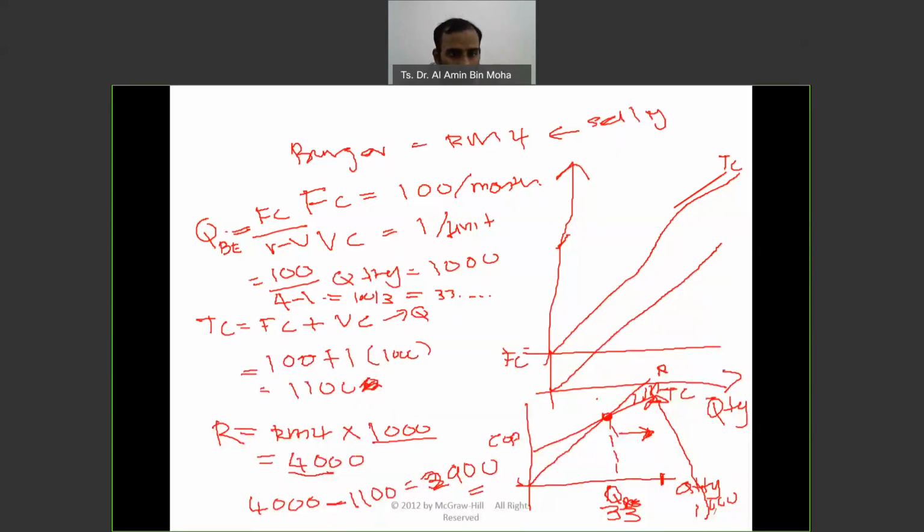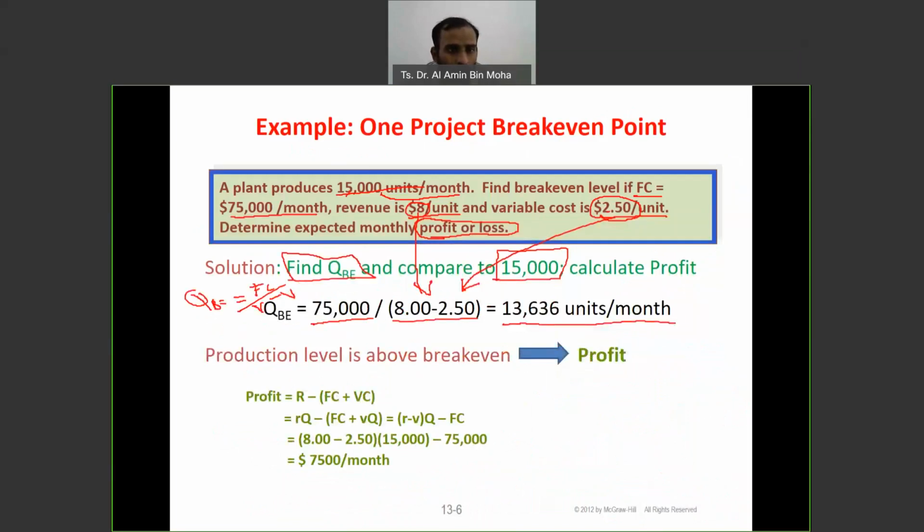So currently they are doing 15,000. They need 13,636 for break even, meaning to get their capital or their investment back. Okay, so the production is above break even. So they are going to make profit. So how much is the profit?